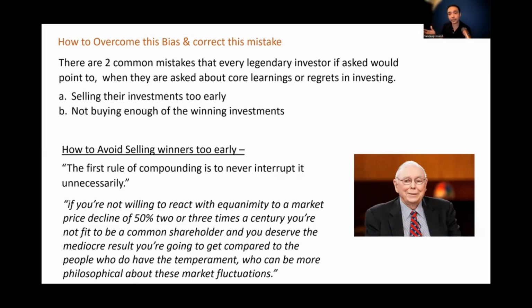How to avoid selling winners early? Listen to Charlie Munger. He said the first rule of compounding is to never interrupt it unnecessarily. So unnecessarily do not interrupt the compounding machine. Just let it run. If you're not willing to react with equanimity to a market price decline of 50%, 2 or 3 times a century, you are not fit to be a common shareholder, and you deserve the mediocre result you're going to get compared to the people who do have that temperament, who can be more philosophical about these market fluctuations.